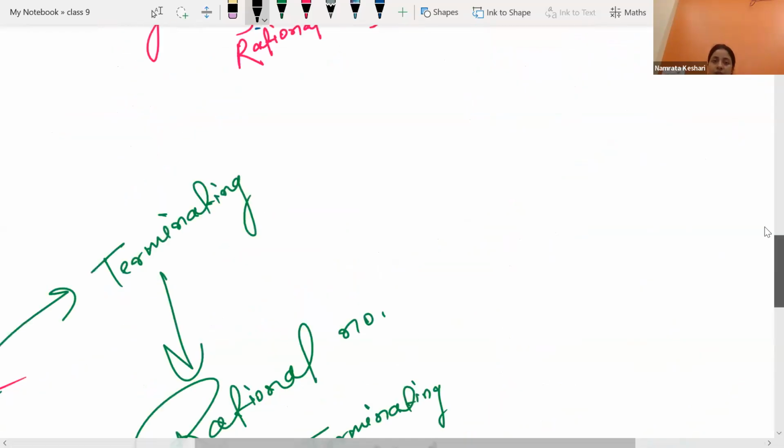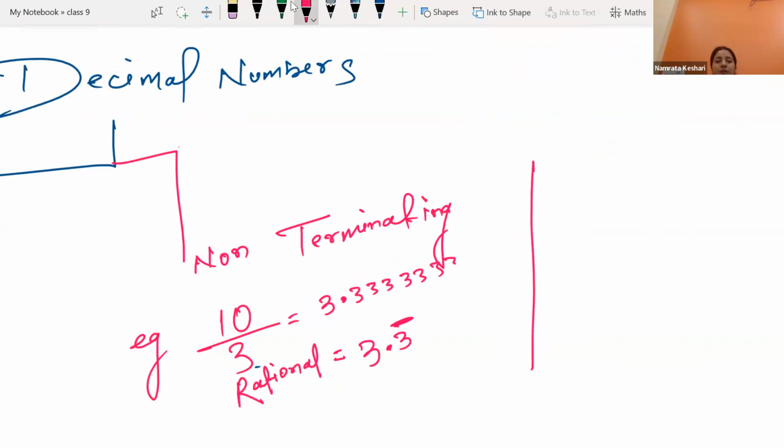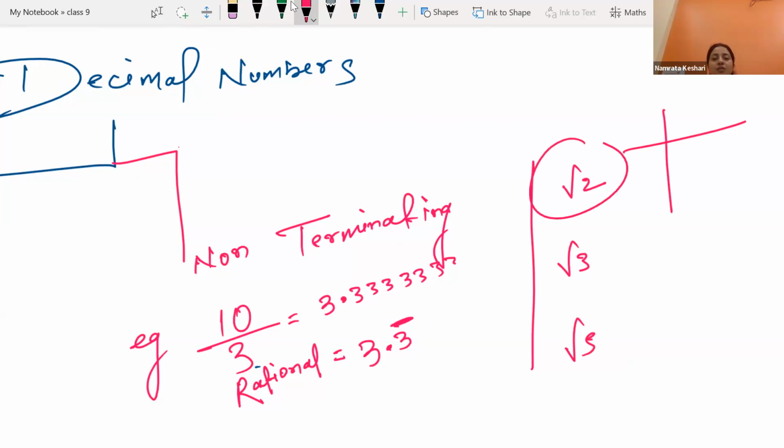Sometime in your previous class, you have learned the concept of square root and cube root. There you will find that if you are taking root 2, root 3, root 5, all those numbers which are not perfect squares just get stuck inside the root sign. When we calculate by the long division method, our whole life will pass, but we won't be able to find the root of these numbers.